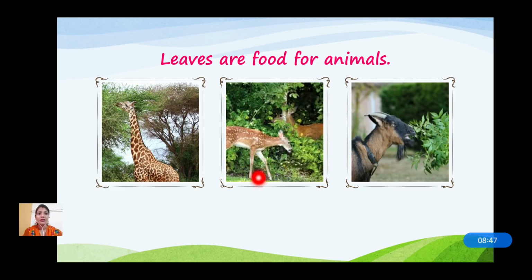These animals who eat plants are known as herbivores. See, goat, deer, giraffe. Giraffe eats leaves of tall plants or tall trees, isn't it? Deer, goat, they all feed on these leaves.